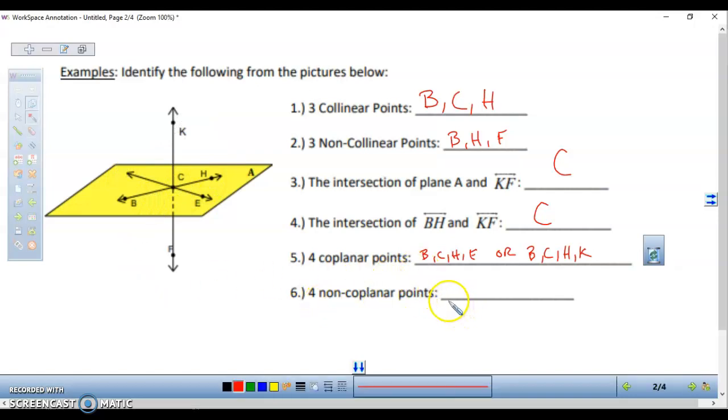And for non-coplanar points, non-coplanar means they're not all on the same plane. So I want to pick 3 points that truly identify a unique plane, maybe B, E, H. Notice B, E, and H identifying this plane A. And then I'm just going to pick any point that's not on that plane that I've just identified. So B, E, and H, and then how about point K for non-coplanar points.